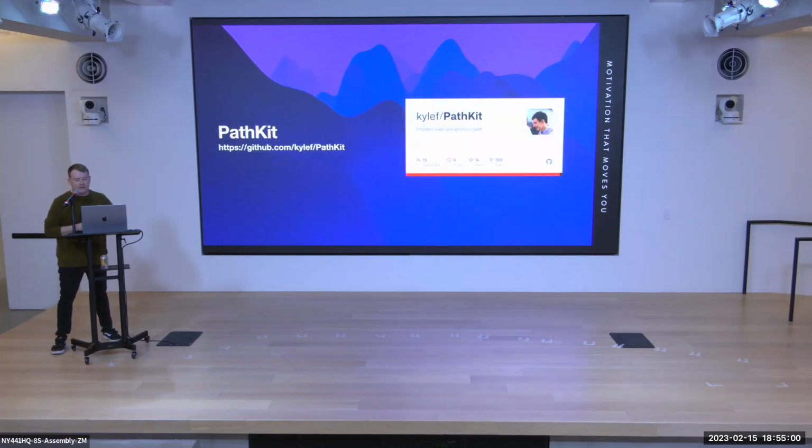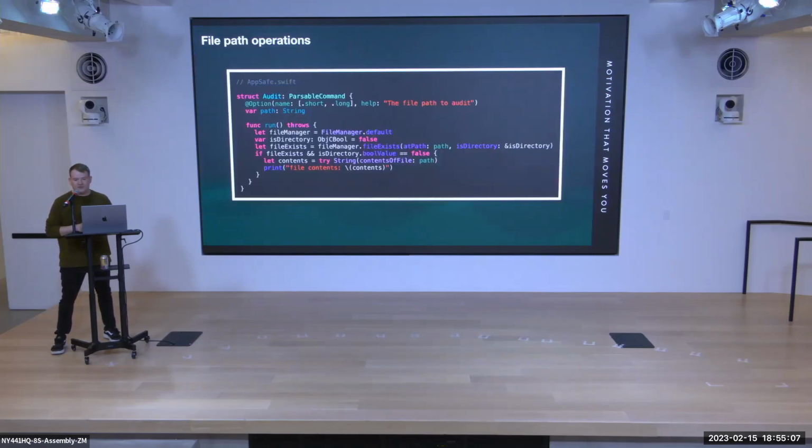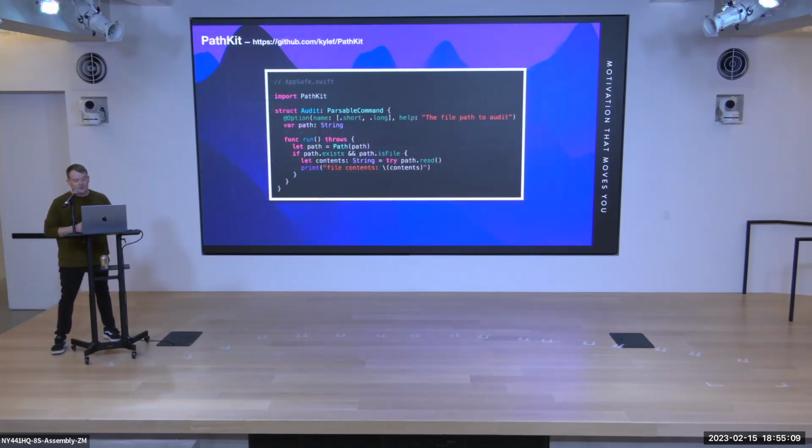Here's another interesting package called PathKit. It really simplifies the process of working with paths. So let's see what that transformation looks like from FileManager over to PathKit. Very, very basic. We instantiate a path using its string representation, and then we can just ask it things like, do you exist? Are you a file? And then we could even read the contents of that file directly using PathKit. There are overloads for string, overloads for data. So whatever way you want to read the contents of that file, you can do so with PathKit.